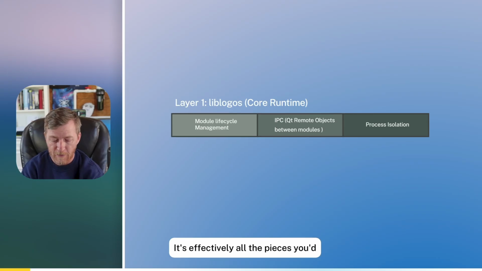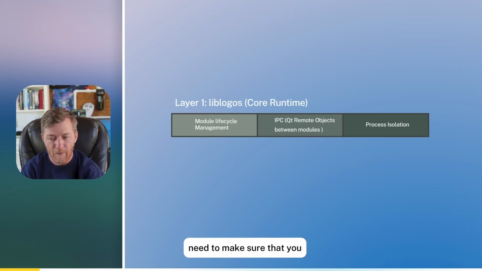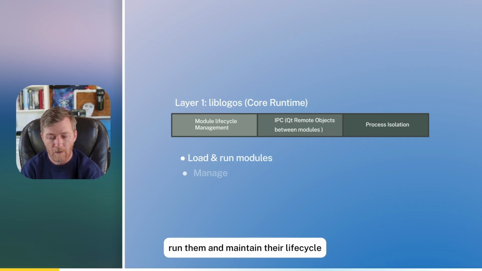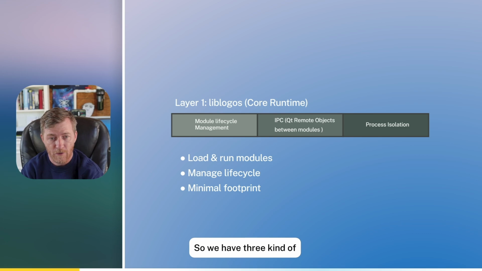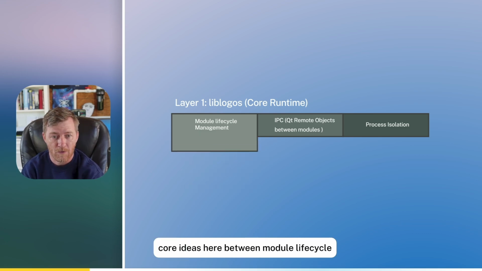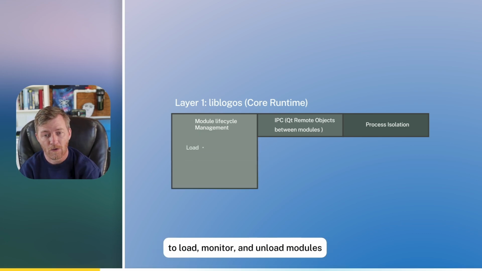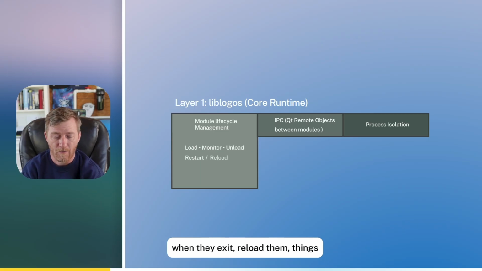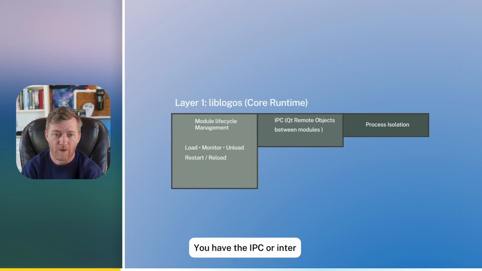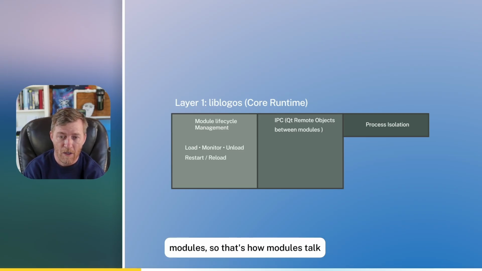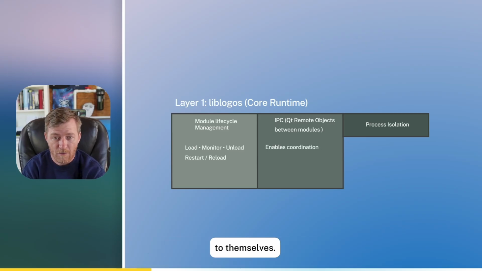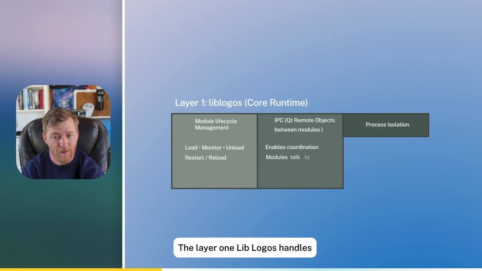It's effectively all the pieces you'd need to make sure that you can load models and modules and run them and maintain their life cycle with as minimal footprint as possible. So we have three core ideas here. Module lifecycle management: you have to load, monitor, and unload modules, and when they exit, reload them. Then you have the IPC, or inter-process communication. Currently, that's Qt Remote Objects between modules. So that's how modules talk to themselves. The layer 1 liblogos handles that part too.